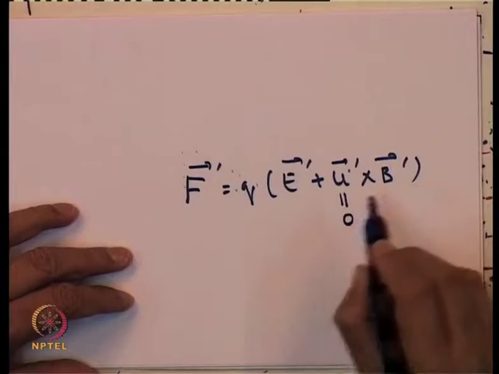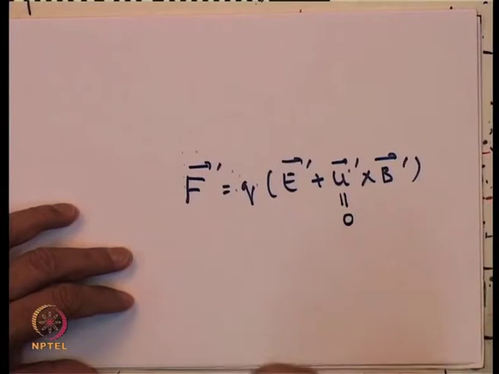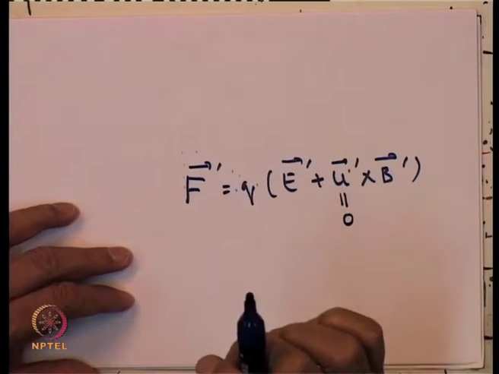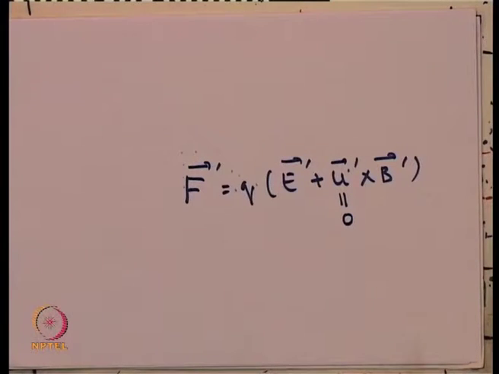Therefore, the particle is experiencing a force due to only the electric field. The magnetic field would not cause a force on this particular particle because the instantaneous velocity happens to be 0. So, the only force is due to the electric field. That is what I have written: F prime is equal to Q E prime. I can write this component-wise because this will help me.